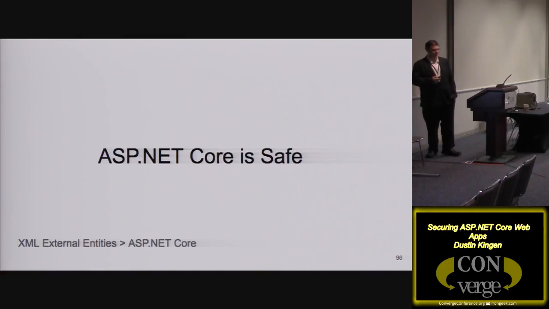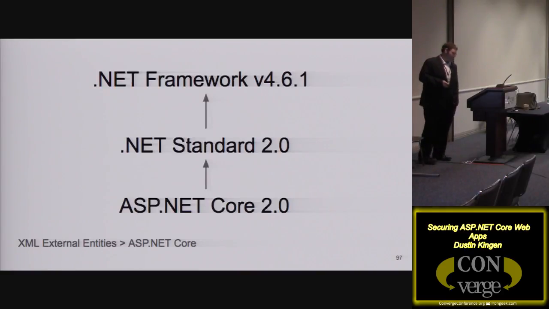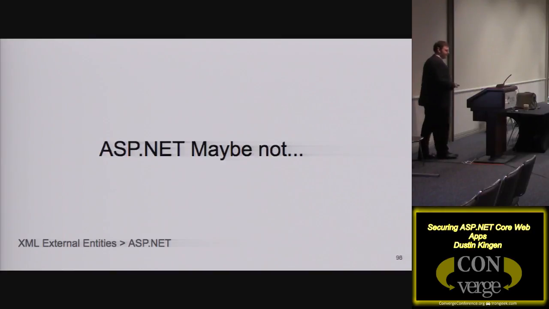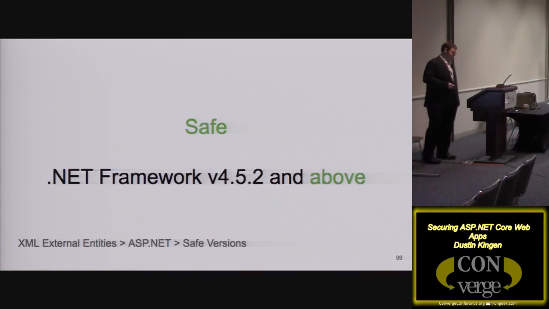But the good news is that if you're using ASP.NET Core, it's not vulnerable. That is because it uses .NET Standard 2, and .NET Standard 2 is implemented on Framework 4.6, and Framework 4.6 is not vulnerable. Yay. But if you've got legacy ASP.NET code bases, which I'm sure Mike Dennis has, then you're going to want to listen in on this part.